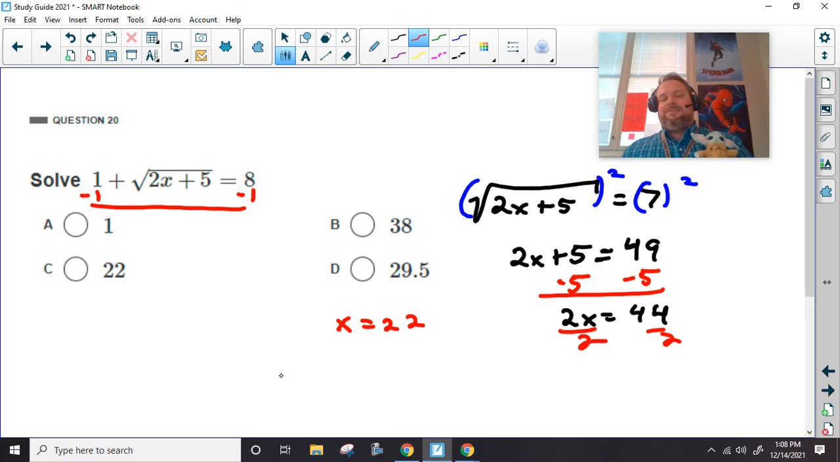All right. After you square both sides, it's just a regular two-step equation. Okay. So it's 22.